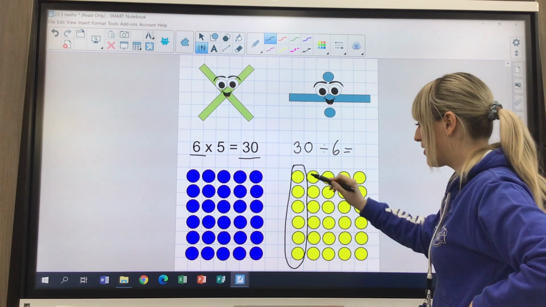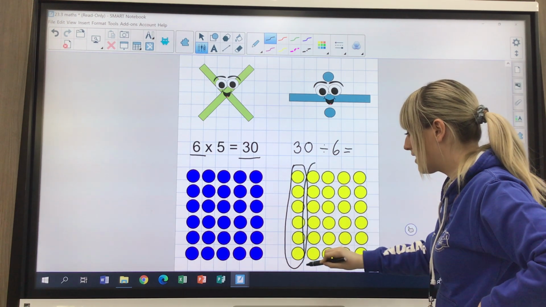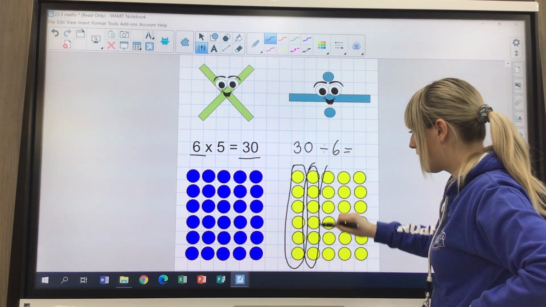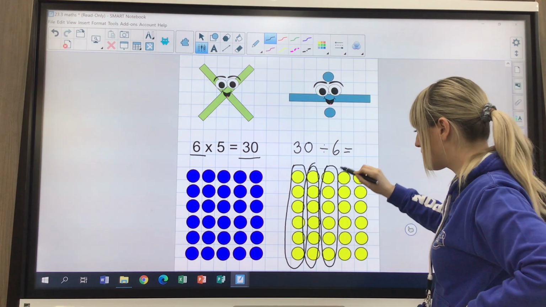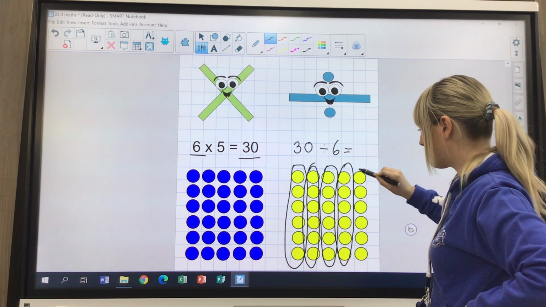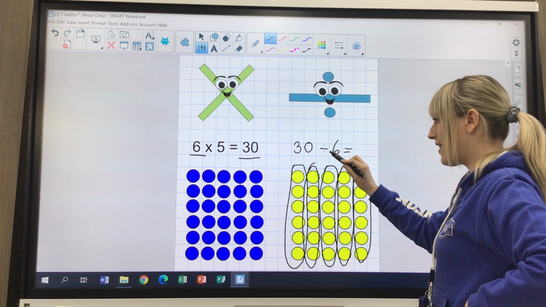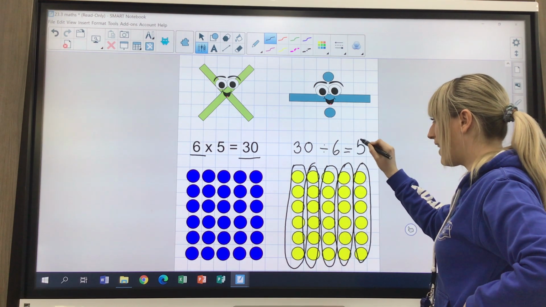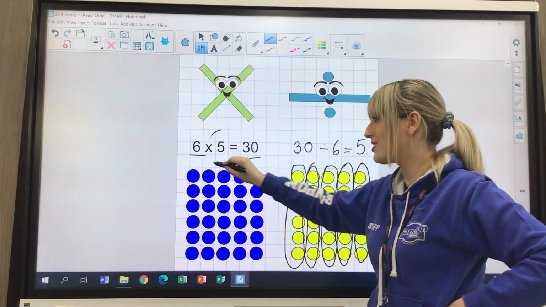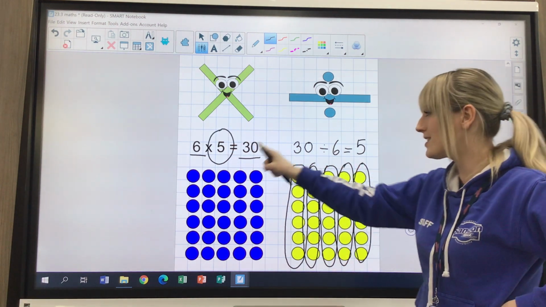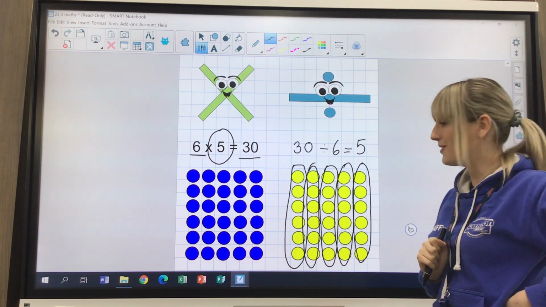Let's have a look. So one group of 6, 2 groups, 3 groups, 4 groups, 5 groups. So 30 divided by 6 is 5. Did you make that prediction? Did you spot that that was the only digit from that sentence we hadn't used?